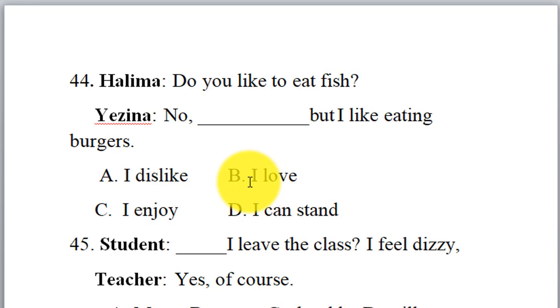I love to eat fish. I enjoy eating fish. I can stand to eat fish. Absolutely acceptable. Giving or asking or expressing for someone's like we use them.